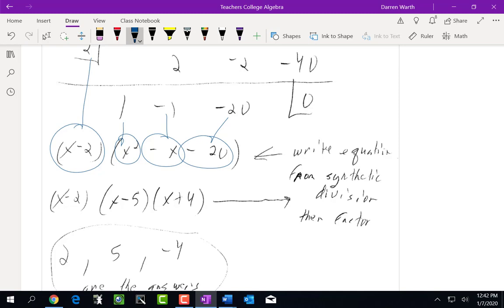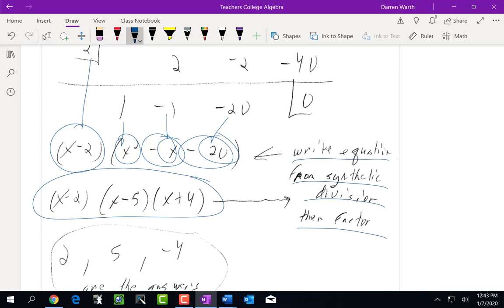Okay, now that I've written the equation from synthetic division, I've got to factor this. The factors of 20 that add up to negative 1 are negative 5 and positive 4. So now I've got x minus 2 times x minus 5 times x plus 4. So I write my answers: 2, 5, and negative 4.